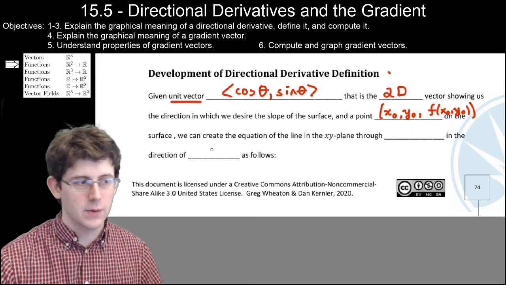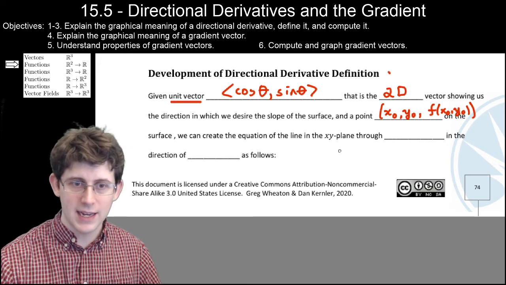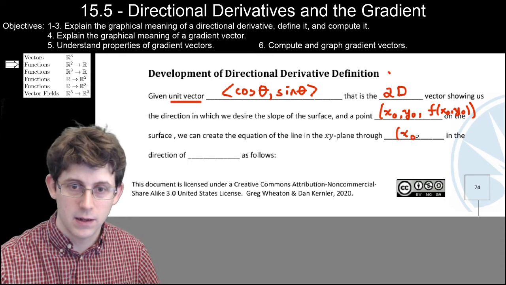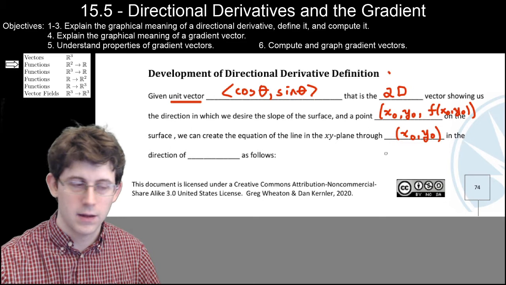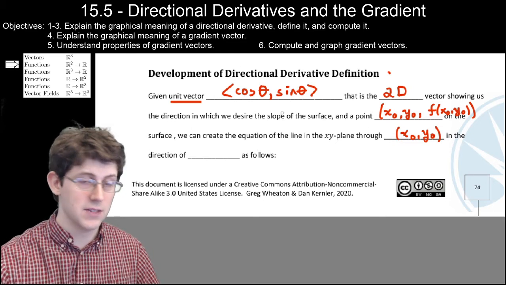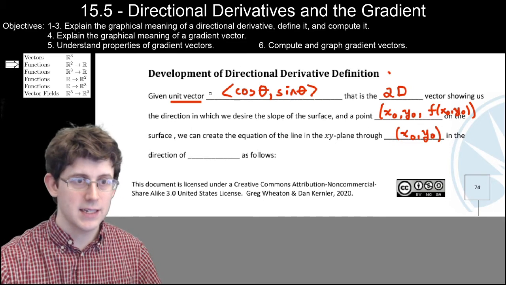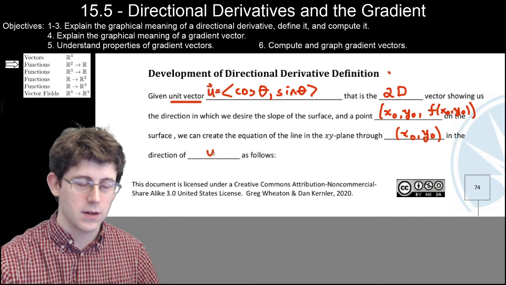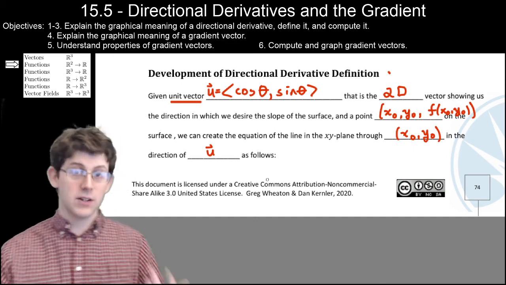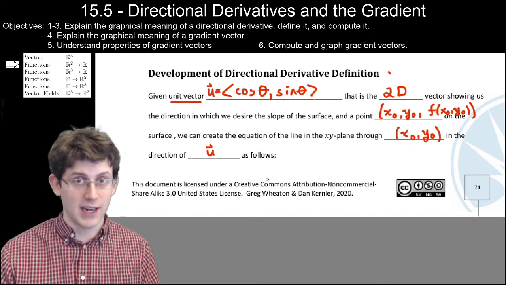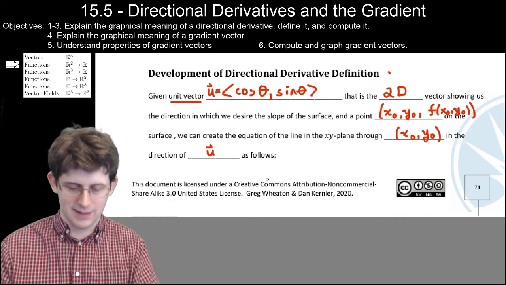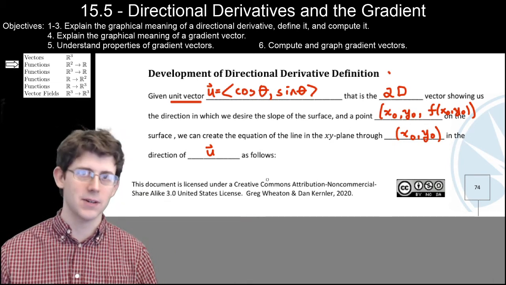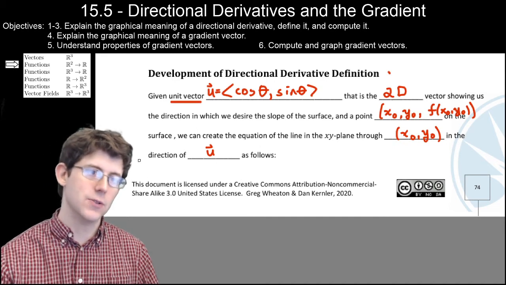On the surface, we can create the equation of the line in the xy plane through our xy point, and go in the direction of this unit vector. I don't want to write this again, so I'm just going to name it u. Generally, we'll use u for a vector if it's a unit vector. You don't have to, but the context matters. Like, you'd use p for a prime number or n for an integer. You use u for a unit vector.